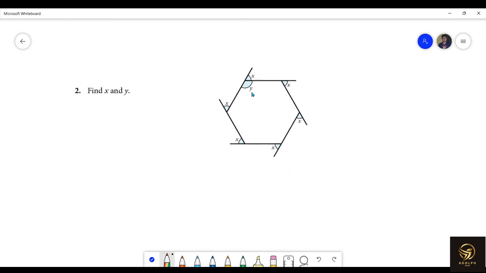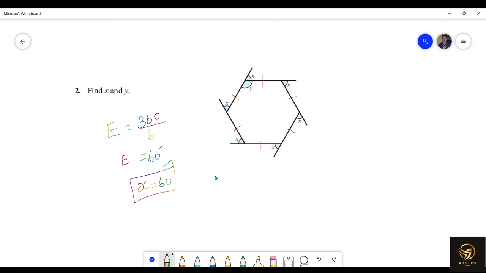They did not say it's a regular polygon, but they said all the angles are equal. That itself says that it's a regular polygon. So, how many sides does this polygon have? 1, 2, 3, 4, 5, 6 sides. So the exterior angle equals 360 divided by 6. If you divide it, you'll get 60. That is the exterior angle, named as 6x here, so x equals 60.